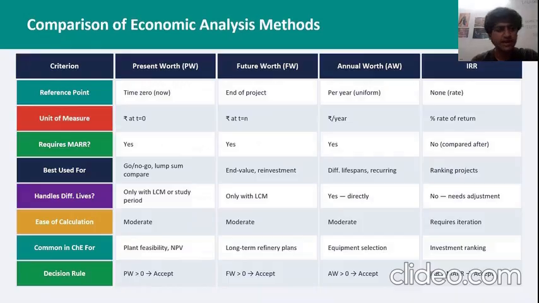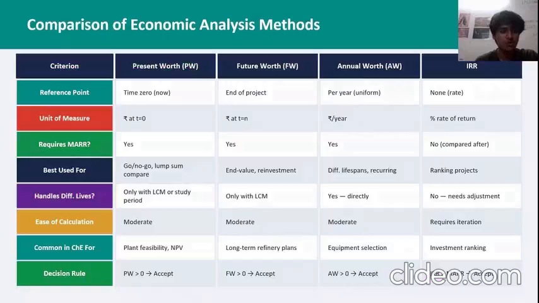In the next slide, I'm going to talk about the four major economic analysis methods used in chemical engineering, which are present worth, future worth, annual worth, and internal rate of return. I'm going to explain when and why each method is used. First, looking at the reference point, it evaluates cash flow at different time bases. Present worth converts everything to today's value, which is time zero. Future worth converts everything to the end of the project life, and annual worth expresses everything as an equivalent uniform yearly amount.